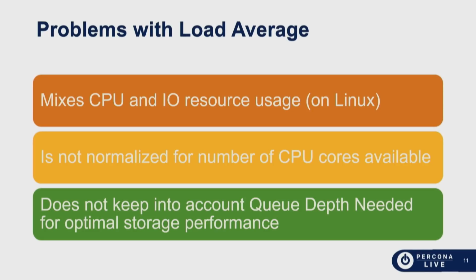It's also not really normalized, right? In this case, you can say, wow, load average is high, but if I tell you the server has 100 cores, then 40 runnable processes would not be a big deal, right? And also it doesn't really look at the queue depth for storage, right?